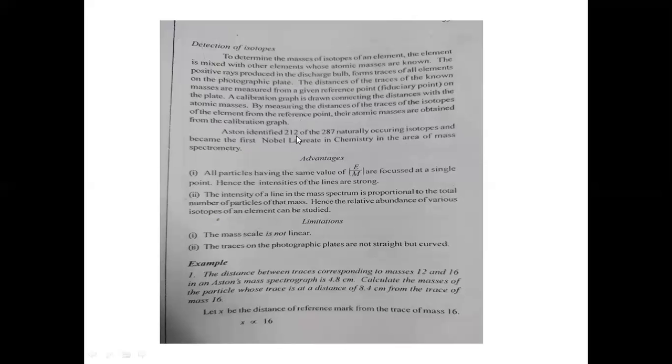So Aston identified 212 of the 287 naturally occurring isotopes and became the first Nobel laureate in chemistry in the area of mass spectrometry. So he found about 212 isotope masses. Limitations: the mass scale is not linear, and the traces on the photographic plates are not straight but curved. These are some of the limitations.